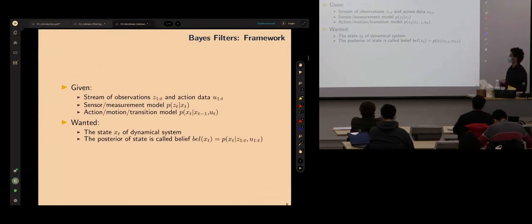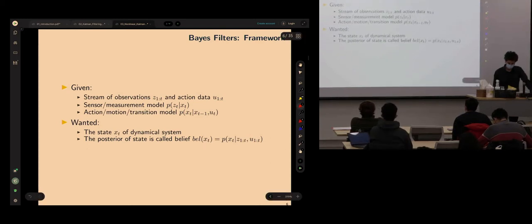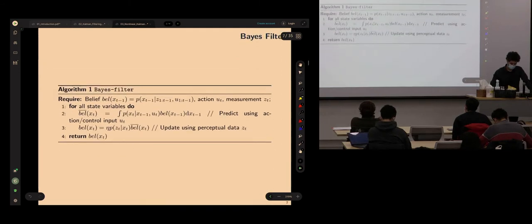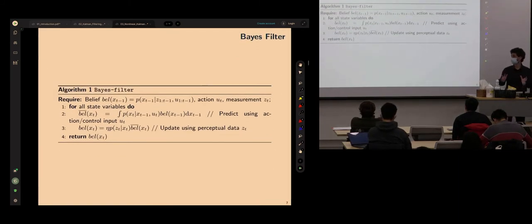So again, this is a summary. We have a stream of observations and motion data or action data. We have a known model likelihood and a transition model. We want to estimate the state of the dynamical system, which is the posterior or belief over x_t. And you could put it in an algorithm. The literal implementation of that, as we pointed out, is the Markov localization in that circular world that you're implementing.